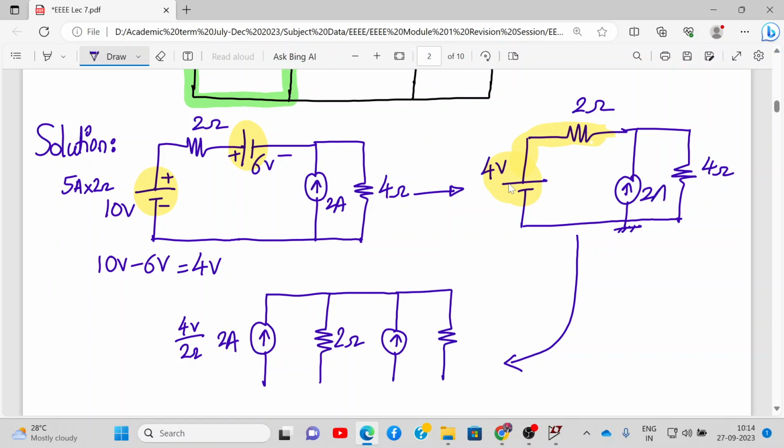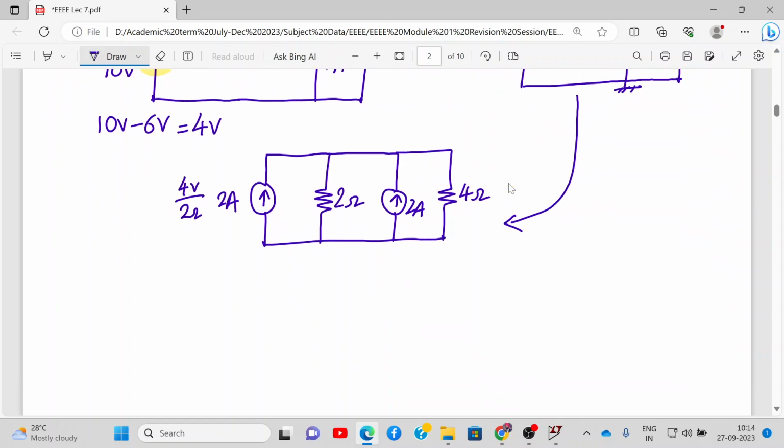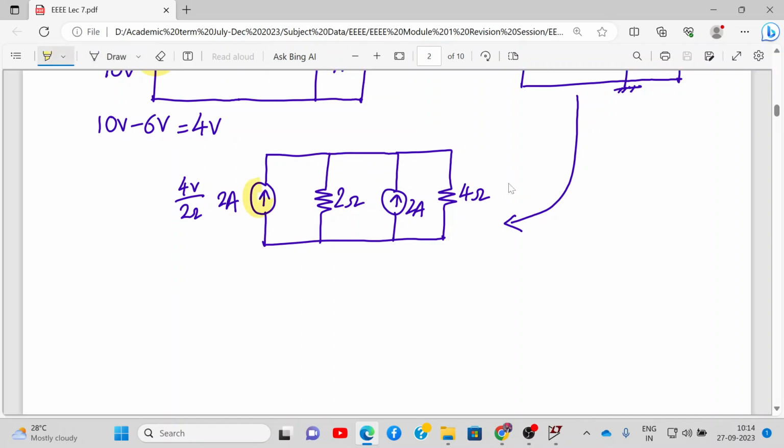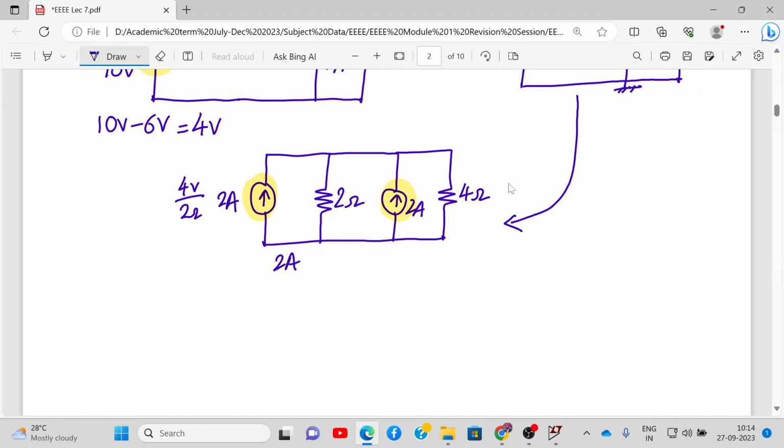This current source value is 2 ampere, and this is my 4 ohm resistance. All right, so this is what we get so far. Now, if you see carefully, we have two current sources which are connected in parallel, so they get added up. So I have a 2 ampere current source and another 2 ampere current source. They get added up. So 2 ampere plus 2 ampere becomes a 4 ampere current source because the directions are same. So this network will simplify further to this network over here.